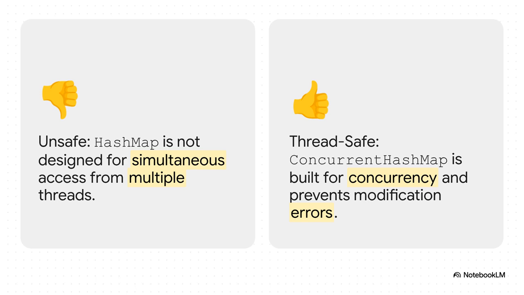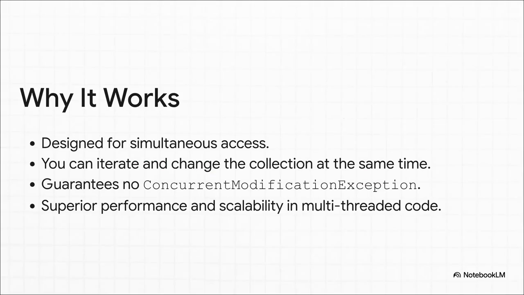You just swap out your hash map for its thread-safe cousin, concurrent hash map. That's it. Look at the screen. It's literally a one-word change. So what's the magic here? Concurrent hash map was built from the ground up for this exact situation.